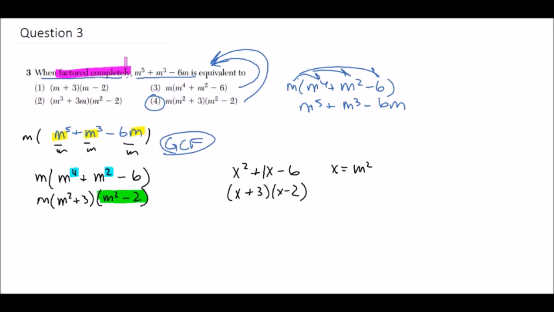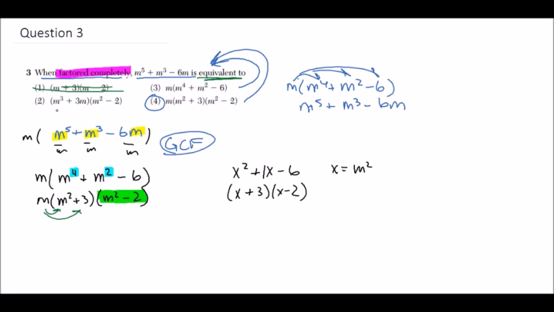Choice number 2 would also work. That one actually has this m distributed to this m squared plus 3, but that also is equivalent to it. The only one, in fact, that isn't is choice 1, because we would just get m squared as our first term. So be careful trying to back solve this one. Make sure that you are indeed factored completely.